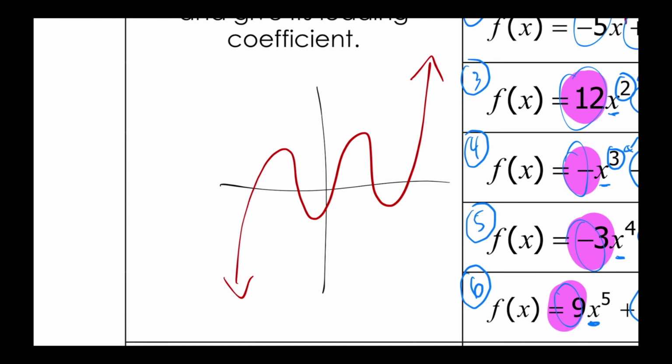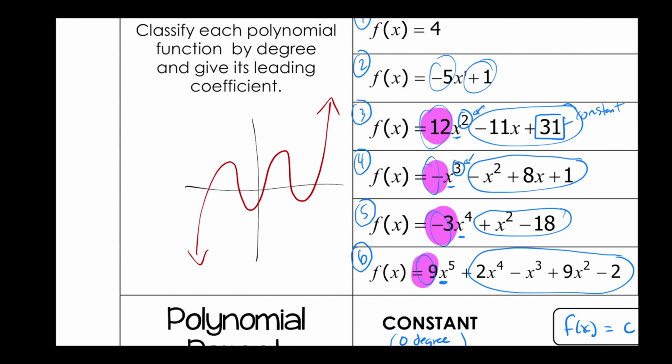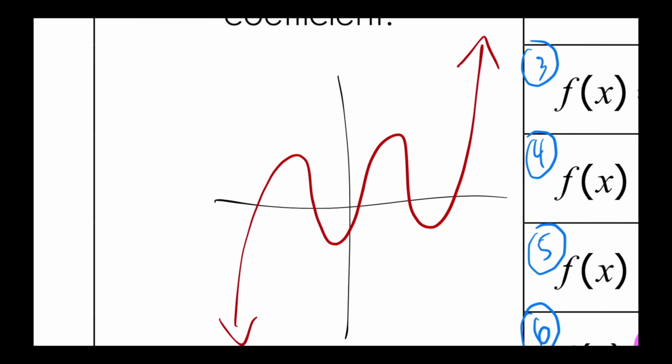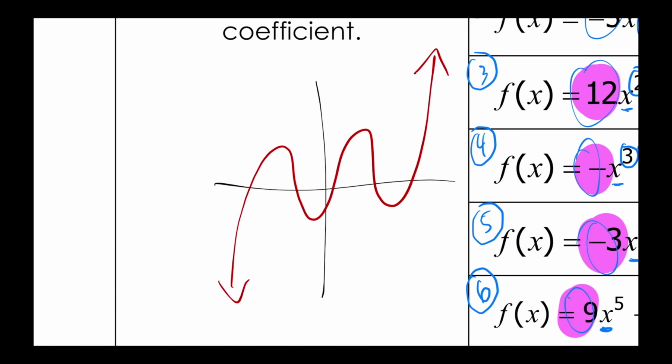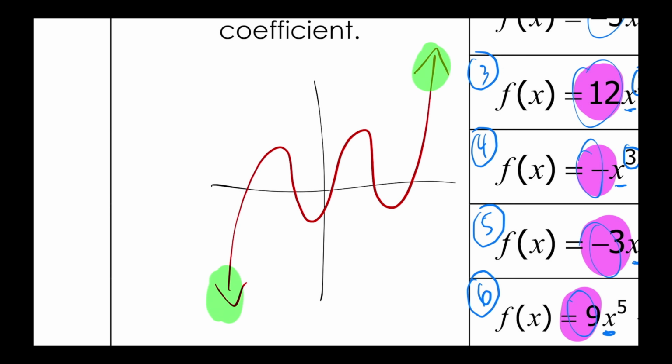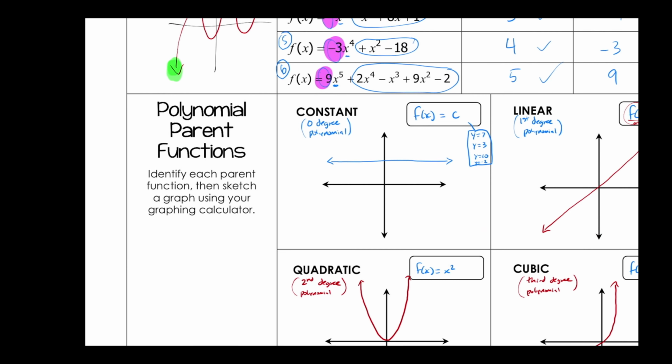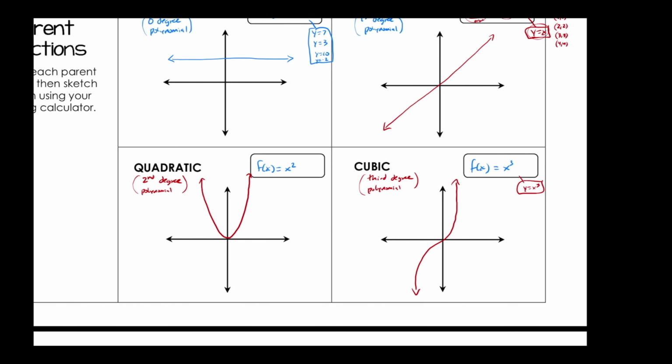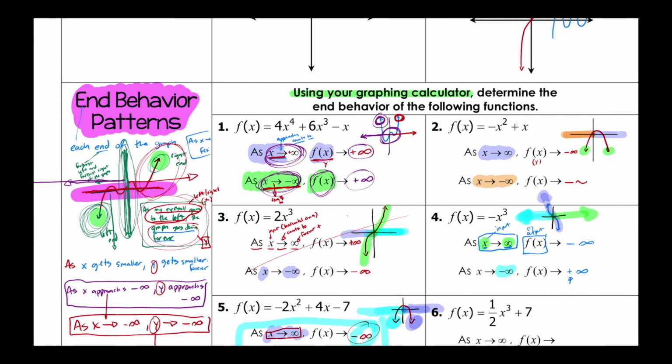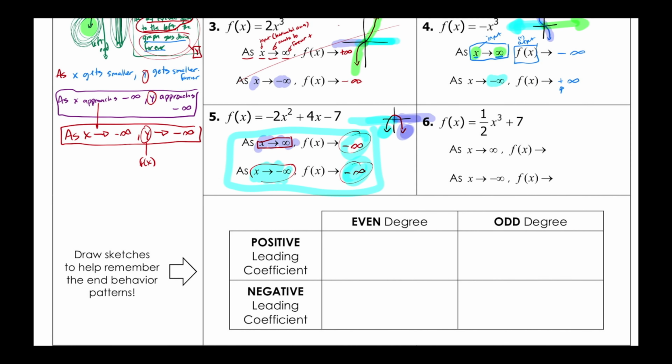If you have an even number for your degree, these are going to be the same. If you have an odd number, these are going to be opposite. That's the end behavior, the stuff that's happening at the ends, because then we talked about parent functions. What do each of these functions look like, right? Then we talked about the end behavior, what's happening at the ends.